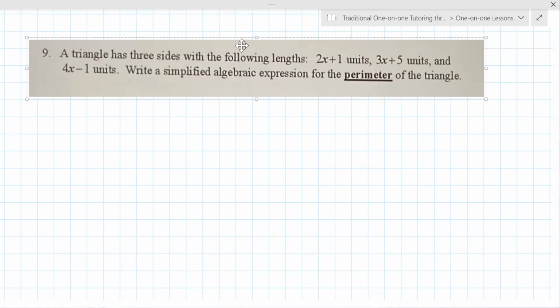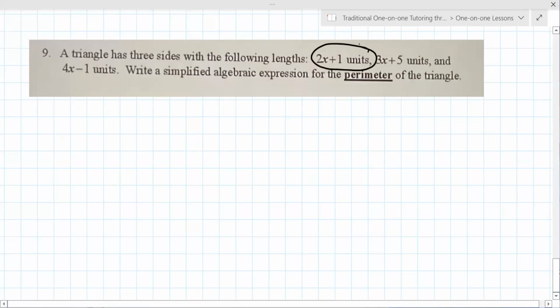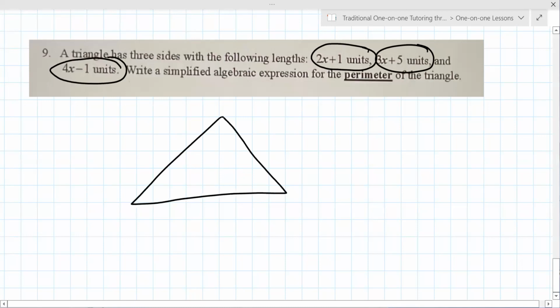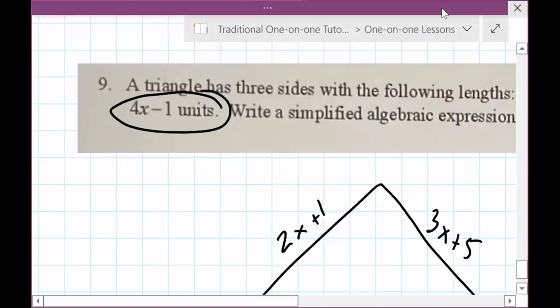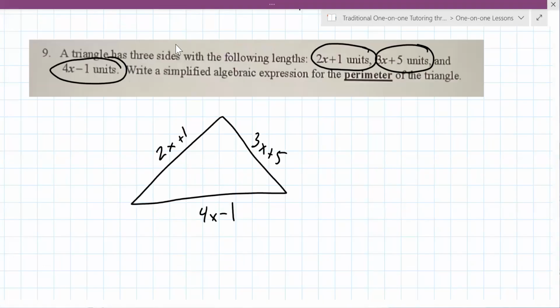All right, a triangle has three sides of the following lengths. It's 2x plus 1 units. So that's a side. 3x plus 5 units, that's a side. And 4x minus 1 units, that's a side. Okay, so it's always good to draw a picture. You probably remember that from a previous class, back in the day when you're doing a different math class. When you write it, it's good to show the three sides. And the triangle you draw is arbitrary. It could be anything you want. But they're asking for the perimeter.